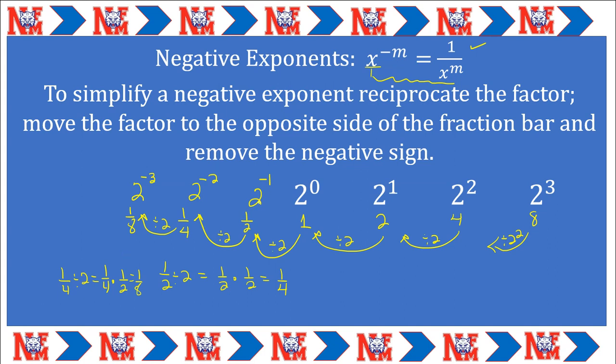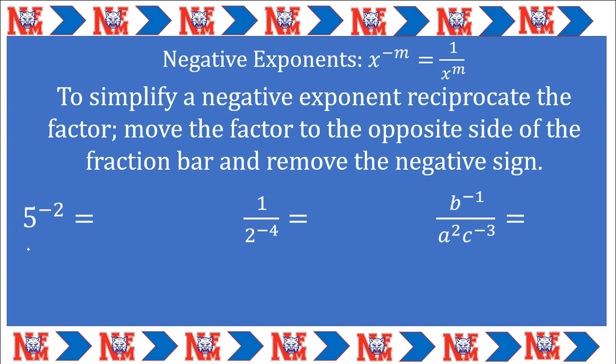Now I want you to notice something. Look at these pairs, 1/2 and 2. We have 1/4 and 4. We have 1/8 and 8. Can you see that they're reciprocals of each other? So negative exponents just tell me I'm going to be dividing. I'm going to be reciprocating the factor.